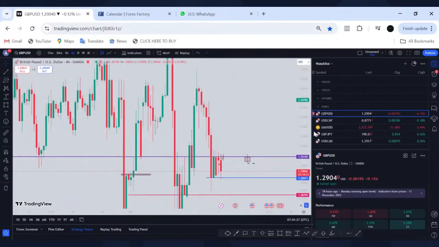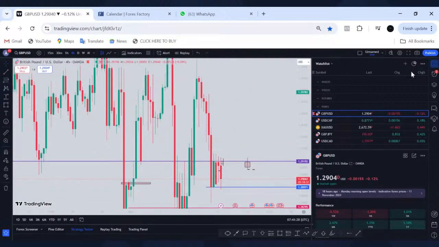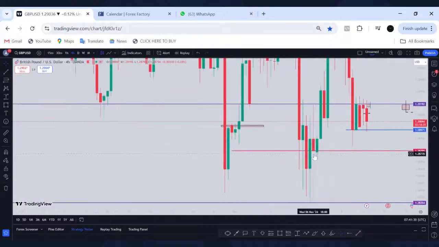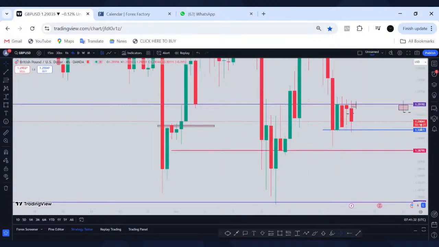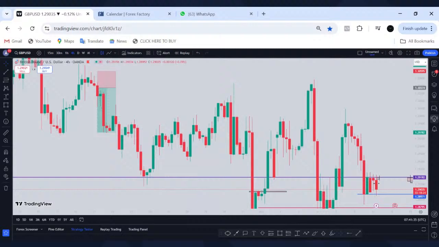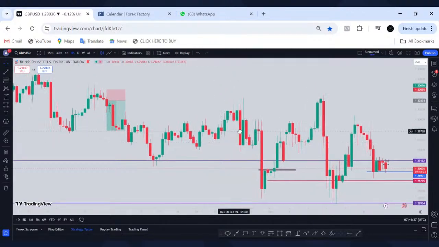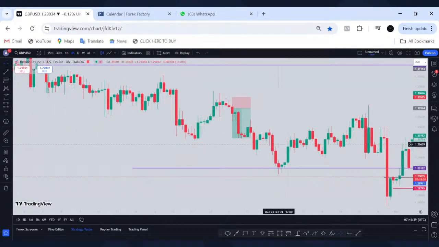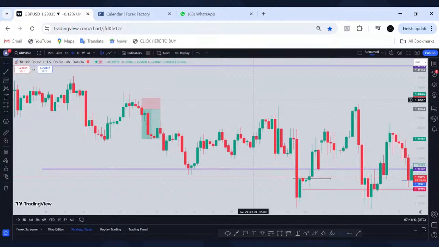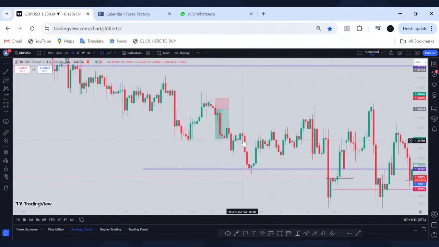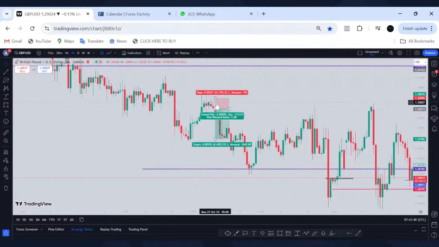Price has gotten rejected by the H4 level. Price has gotten rejected by the H4 support. So let's wait for the London open and see if price is going to give us an opportunity. All the trades that I've been taking in the past are break and retest. So this one was a breakout, and price made a retest.